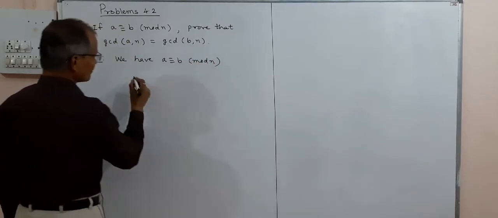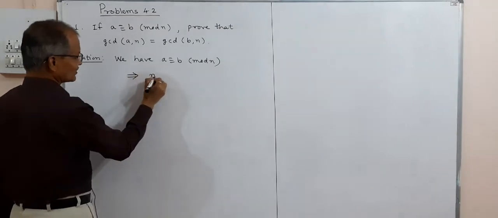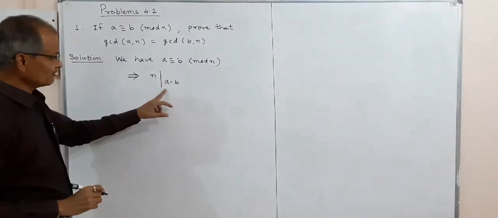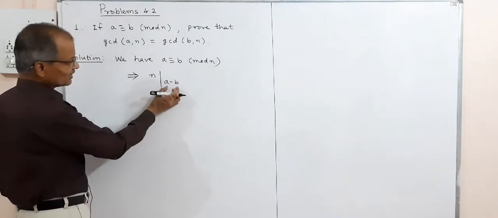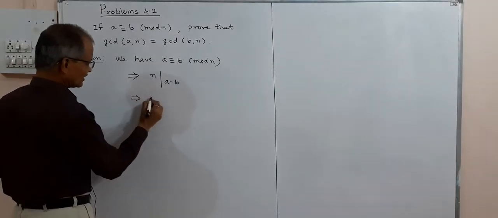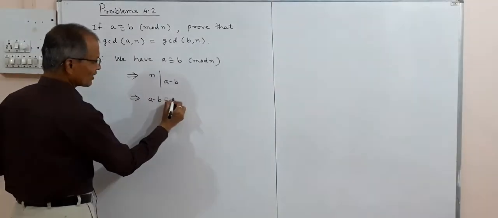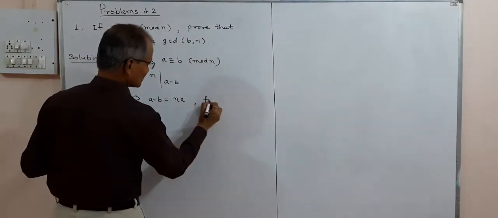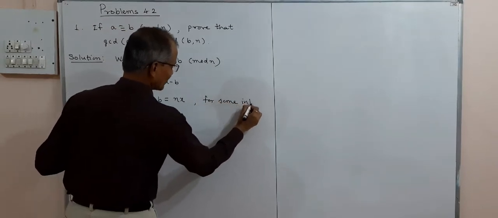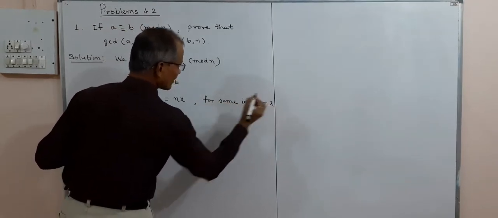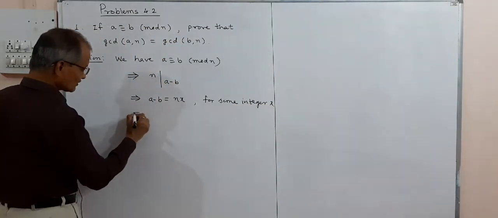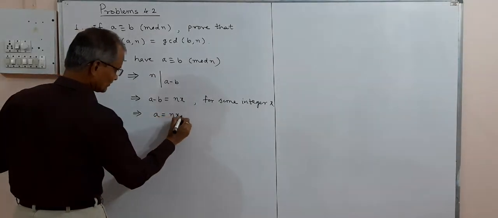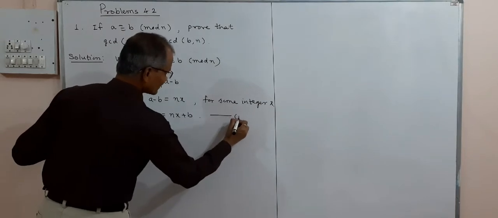By definition of congruence, this implies n divides the difference of a and b, a minus b. And by definition of divisibility, we have a minus b is a multiple of n. So therefore we can write a minus b is equal to n times some integer x. And again from this we may express a is equal to b plus nx, or nx plus b, and we refer to this as 1.